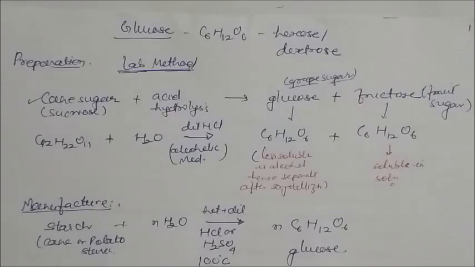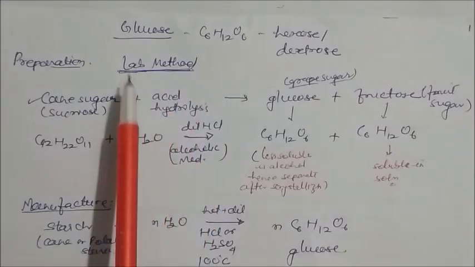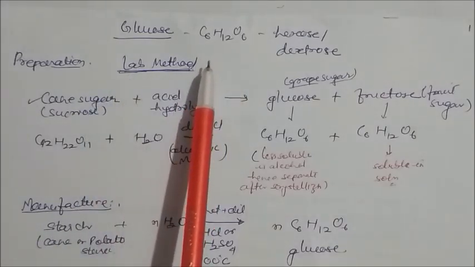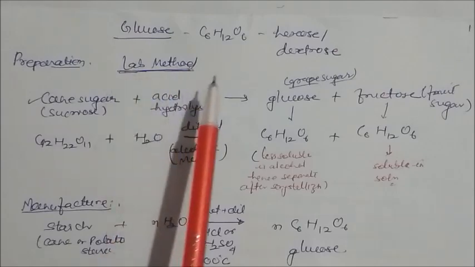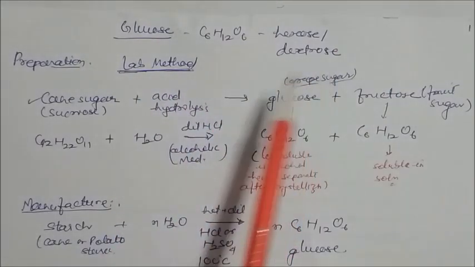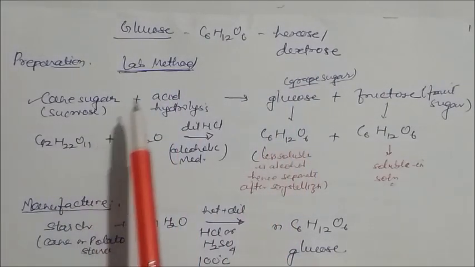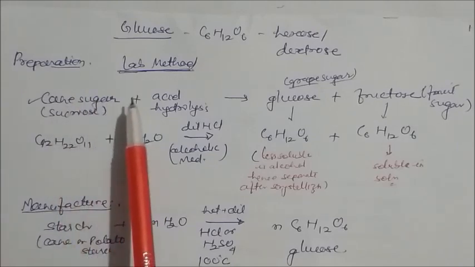Hello friends, in this session we will learn the preparations, physical properties and chemical properties of glucose molecules. The formula of glucose, as you know, is C6H12O6. It is also called hexose or dextrose sugar. Preparation: we will study two preparations.